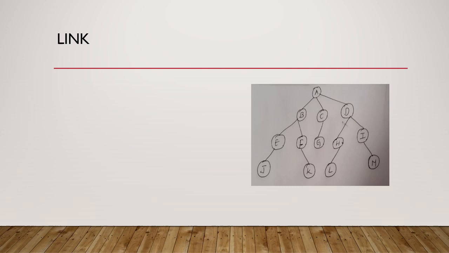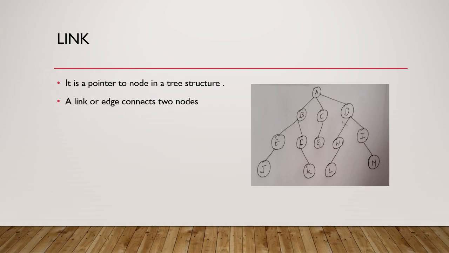Okay. So next one is link. What is meant by a link? Link is nothing but a pointer to a node in a tree structure, from where to where we are going to have a link, or the edge which connects two nodes. We are going to call it a link which connects the two nodes. Here, a node may have one or two or more links.